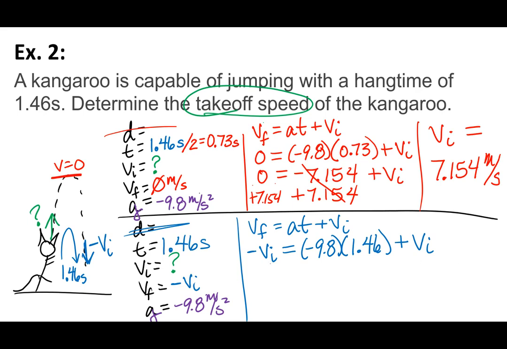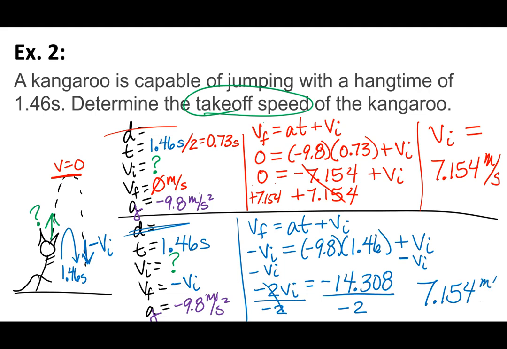So first thing I would probably do is combine these VIs, right? Since this is addition, we'll subtract VI. Negative VI minus VI is negative 2 VI. And then we will want to do 9.8 times that 1.46, and so we get negative 14.308. Now we've got this negative 2, so we will divide by negative 2 on both sides, and we get the exact same final answer: VI is 7.154 meters per second.